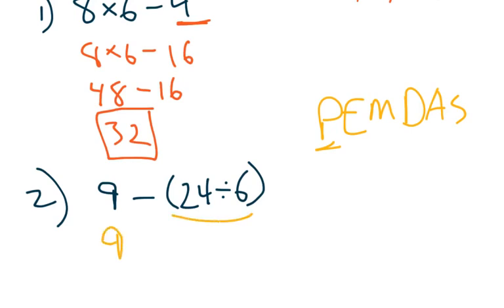So I'm going to rewrite everything that's outside the parentheses and do what's in the parentheses, which is 24 divided by 6, which is 4. And then I've taken care of parentheses. There's no exponents. There's no multiplication or division anymore, and all I'm left with is subtraction. And so 9 minus 4, 5. Box it, walk away.